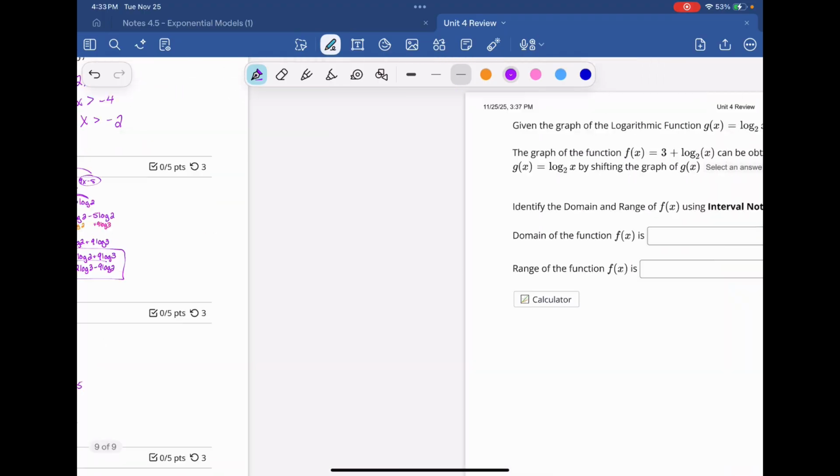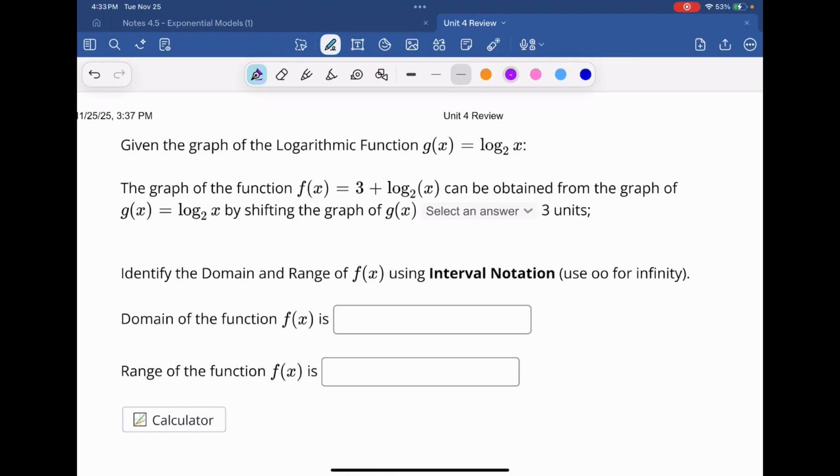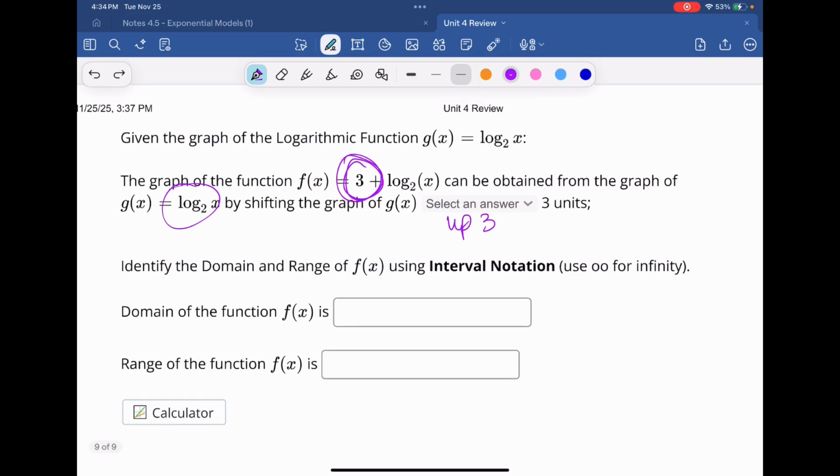So this is the last question. Given the graph log base 2 of x. I didn't give you a graph, that's fine. The graph of f of x equals 3 plus log 2 of x can be obtained by shifting this graph which direction? This plus 3 means you have shifted the graph up 3 units. If it was inside, it would be left and right, but it's outside. Domain doesn't change. It's that guy greater than 0. Range doesn't change either. It's negative infinity to positive infinity.